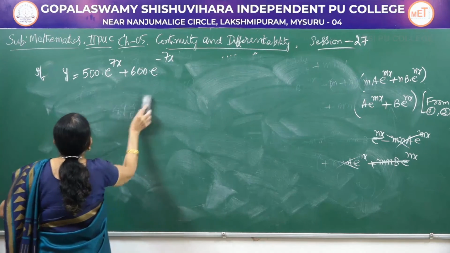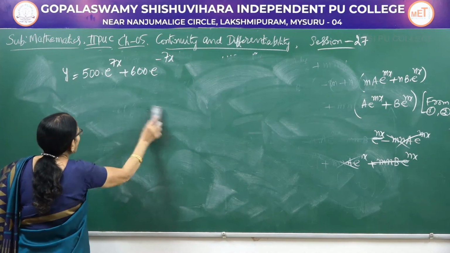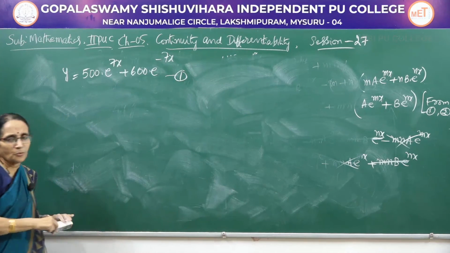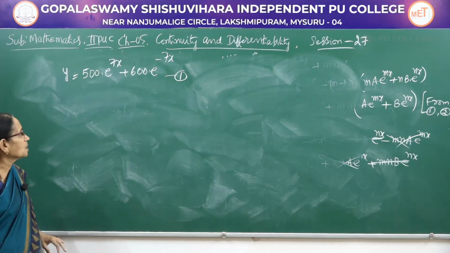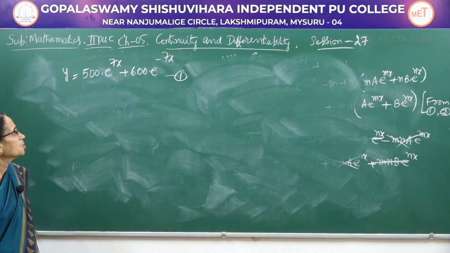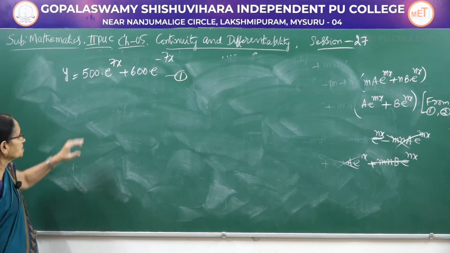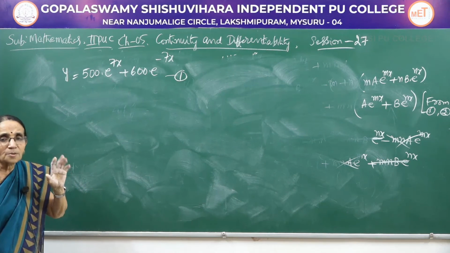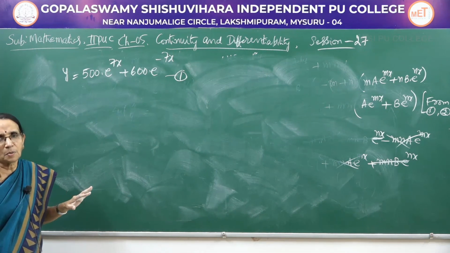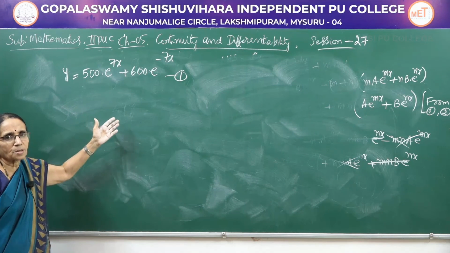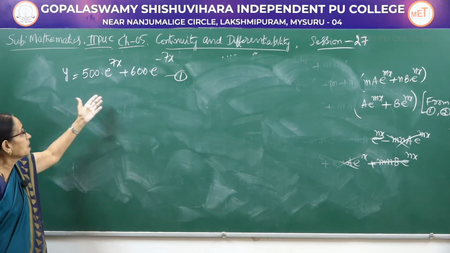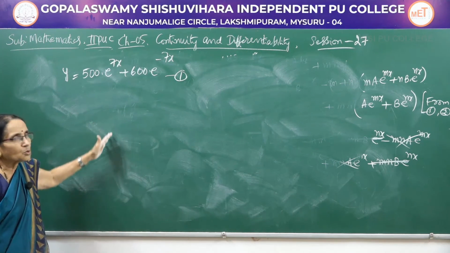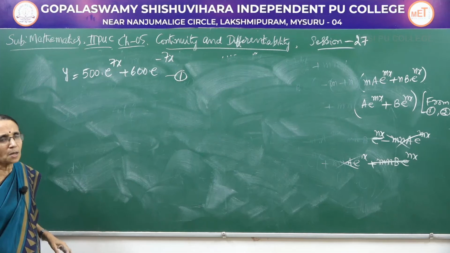Now, given y is equal to 500 into e to the power 7x plus 600 into e to the power minus 7x. If you want, you can give a number for this one. Sometimes instead of 500 and 600, they have given some constants also, like a and b. These are also constants, known values. A and b can be given, m and n can be given. Even then you will be getting the same type of answer.